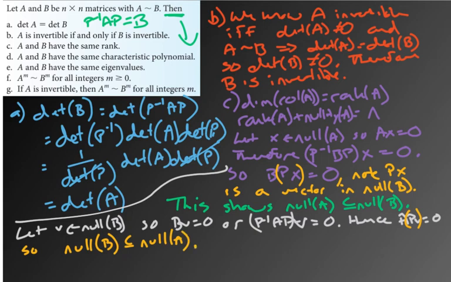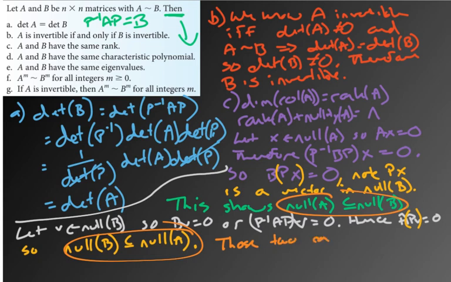And whenever we do this kind of thing where we have both containments, those two containments basically imply that null space of A equals null space of B. So by the rank nullity theorem, the ranks are equal.